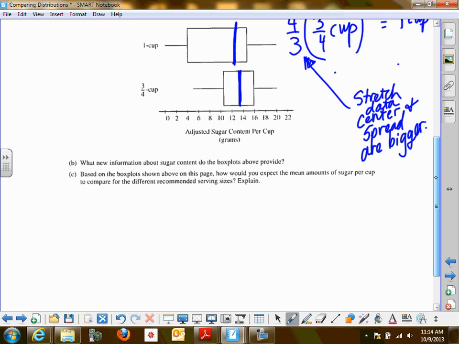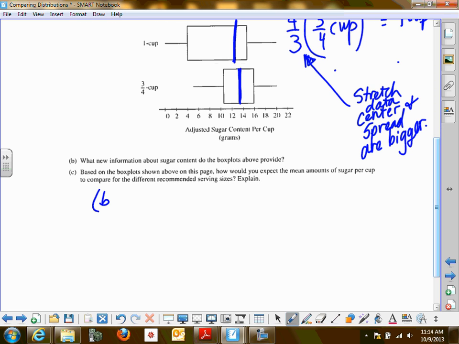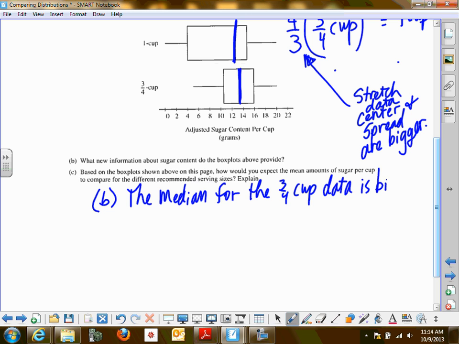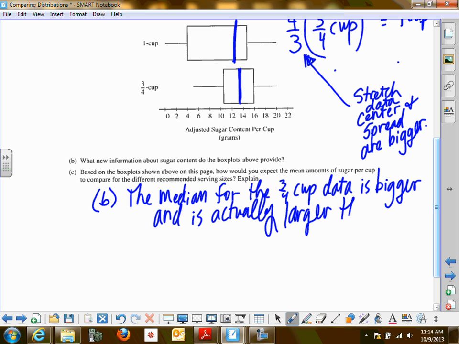Isn't that like a big deal? So, that's the big deal. Here we go. B. The median for the 3/4 cup data is bigger and is actually larger than the 1 cup data median.